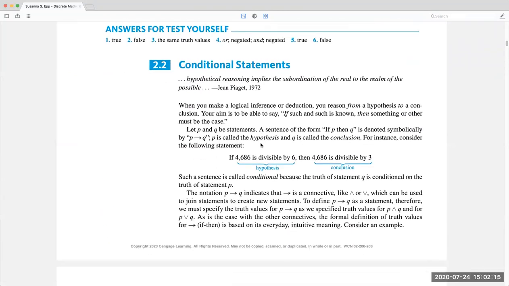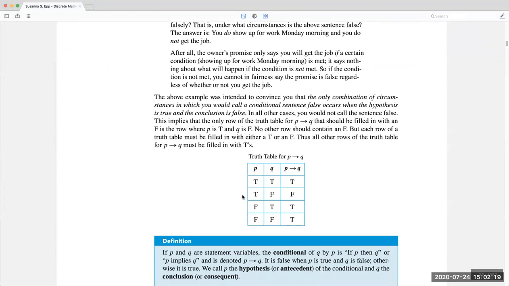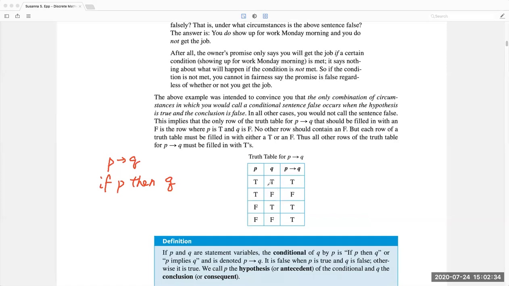Okay, the next one is the most difficult one. It's about the conditional statement. For conditional statement, that means if P then Q. Then the truth table is like this one. Now, I understand that it may be difficult to understand these two actually. This one.